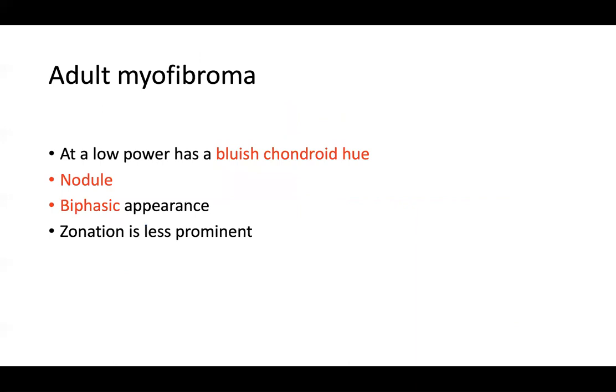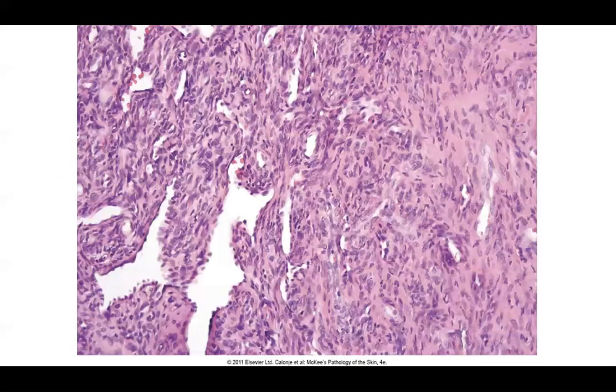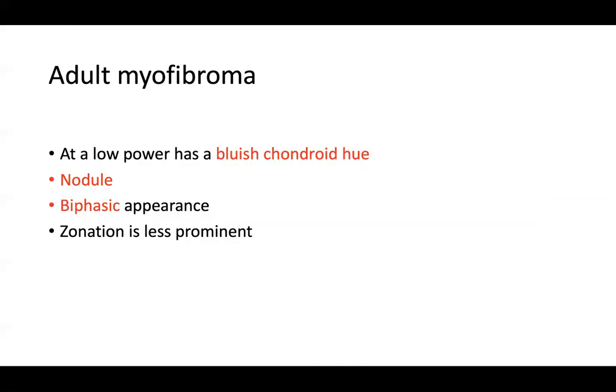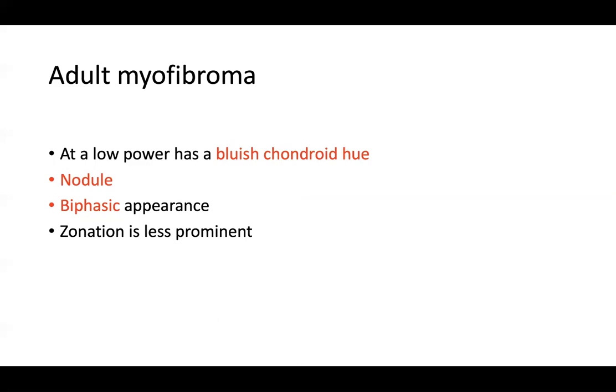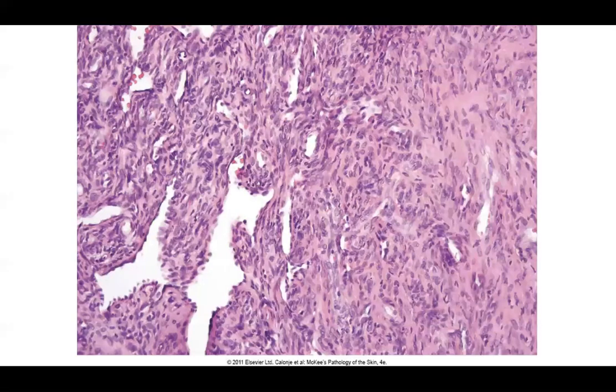Now you can have myofibromas in adults as well. So at low power, you have this bluish chondroid hue. Anytime that someone says chondroid, it means that they've got some type of bluish hue to the background of the neoplasm. You have typically nodules that are biphasic in appearance, and the zonation that we saw in the infantile myofibroma is going to be less prominent in the adult myofibroma. So here you see the staghorn-looking vessels again. You can see some areas that look like they're forming leiomyomatous-like fascicles.